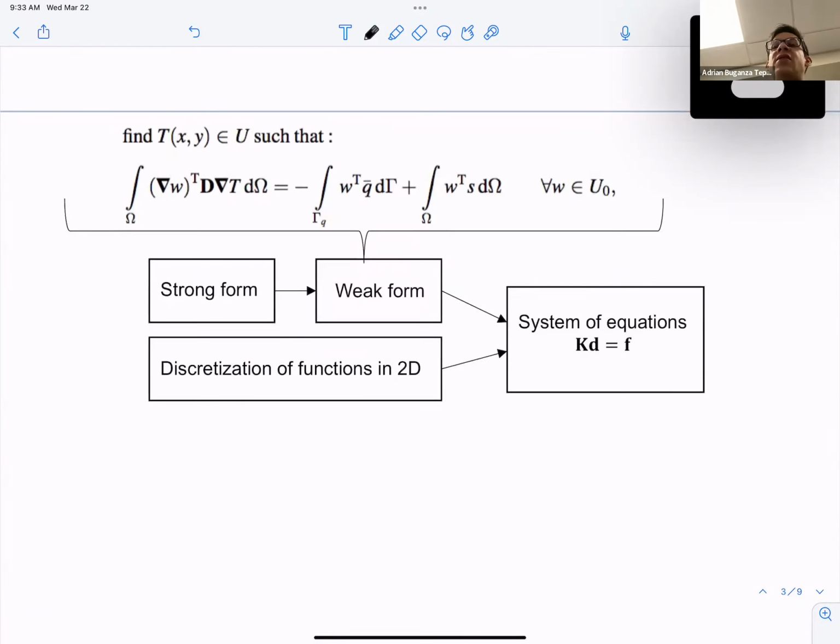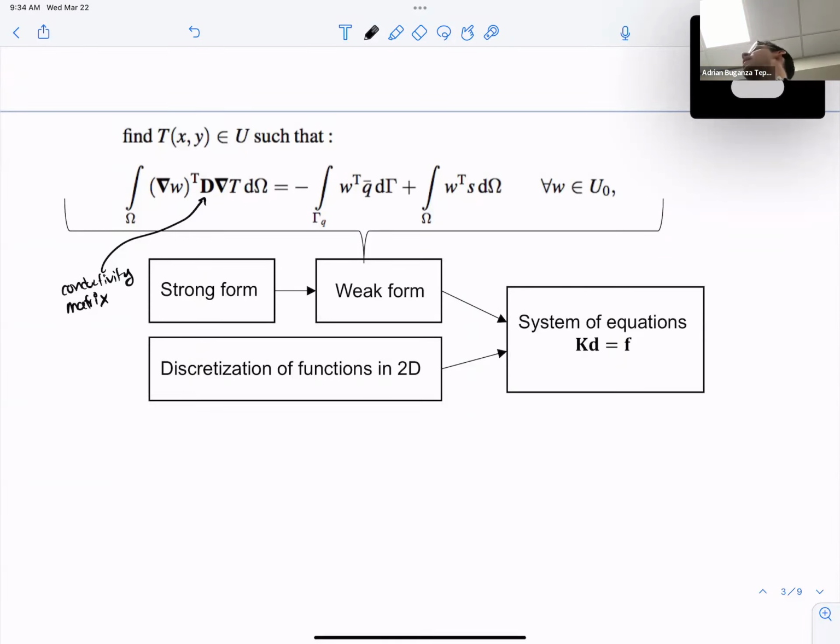So, a reminder of what the weak form is. This is what the FE is solving: the integral over the domain of the gradient of the shape function times the gradient of T. This D is the conductivity, and it could be a matrix, the conductivity matrix. But if it is isotropic, then it's just a number.